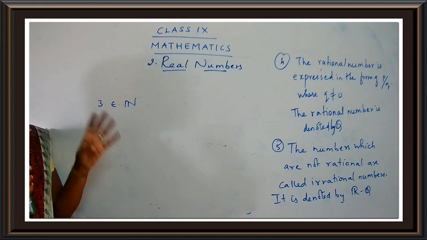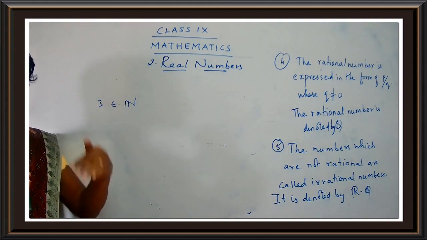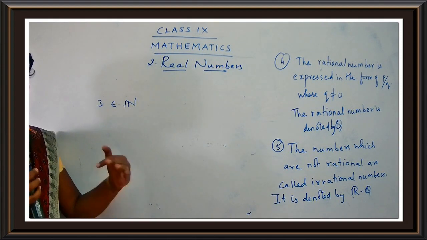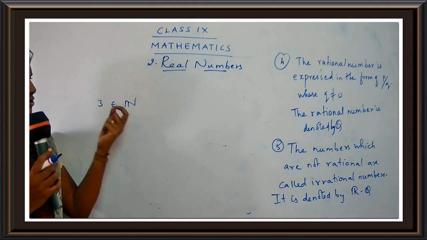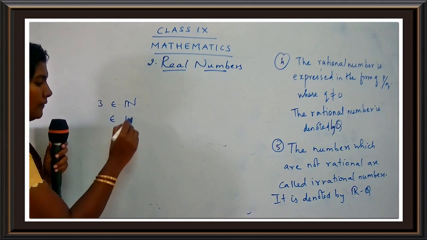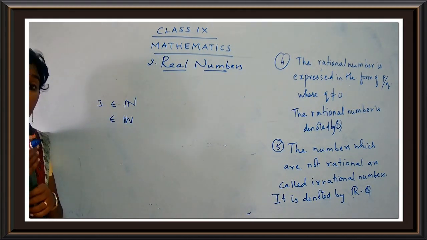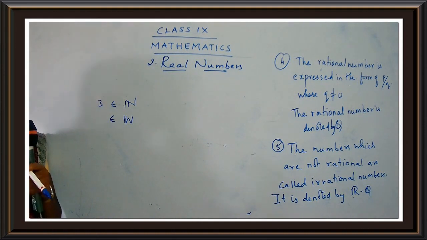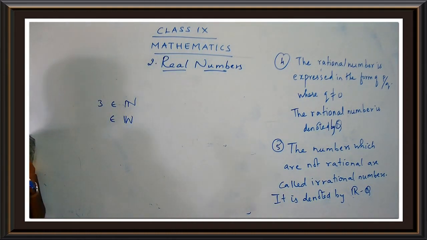Agreed, because 1, 2, 3. The natural numbers start from 1, so 1, 2, 3 and so on. So we get 3 in the natural numbers. What about whole numbers? Yes, 3 is a whole number because the whole numbers start from 0. So 0, 1, 2, 3 and so on. So 3 is also a whole number.